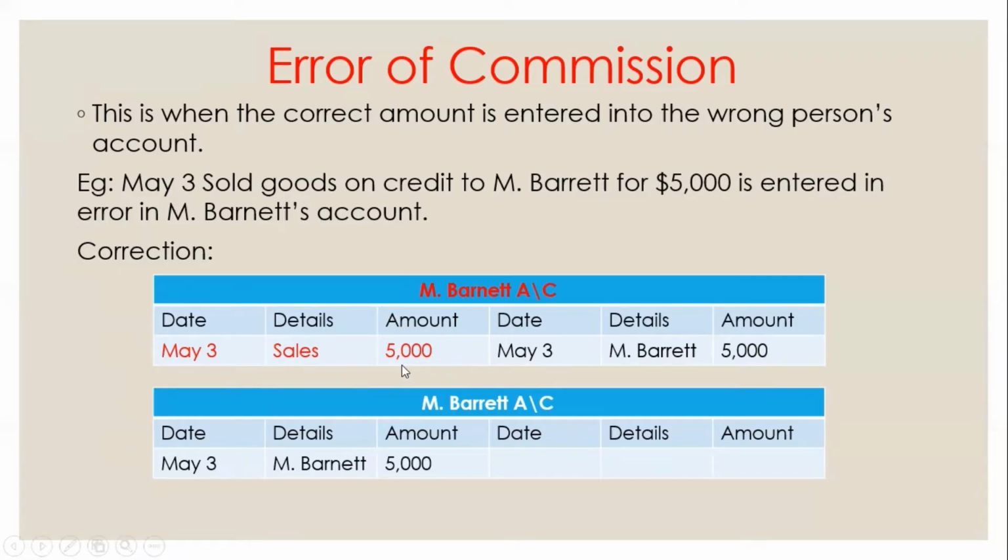And in accounting principle, we do that by doing the opposite of what we did. So if we had debited Barnett's account, now we have to credit his account with the $5,000. That is accounting principle on how to get the information out, right? So you credit M. Barnett $5,000, and then you debit M. Barrett's account. And if you realize, it is where it should have been in the first place. So now M. Barrett's account is debited with $5,000. That is where the information should have been placed in the first place.